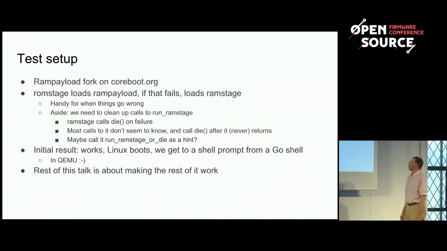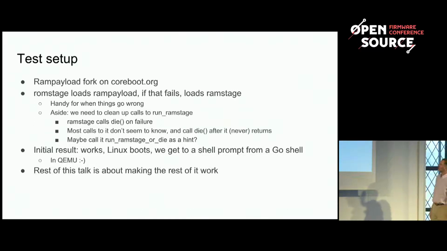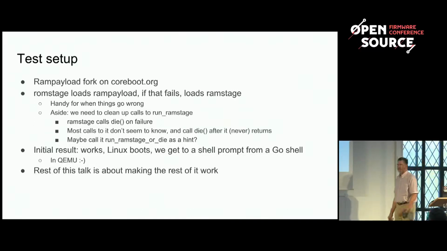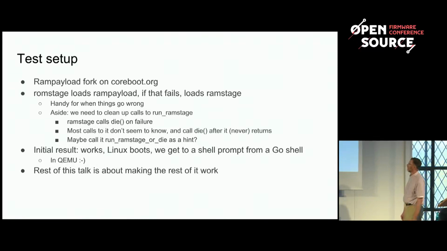There's a RAM payload fork on coreboot.org. The ROM stage loads the RAM payload. If that fails, it goes directly to the RAM stage. That's very handy for when things go wrong. I keep running across calls to run RAM stage that are followed by a die, but RAM stage never returns, or it didn't used to, because it's got a die in it if it fails. So we've got some kind of weirdness in the way we call RAM stage. A lot of it's historical; some of that code is 10, 15 years old.